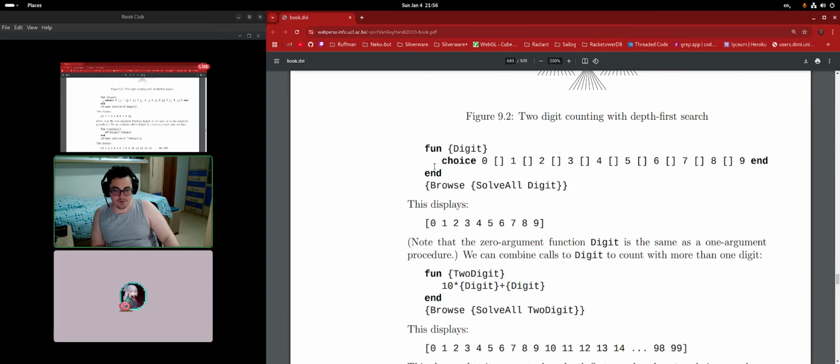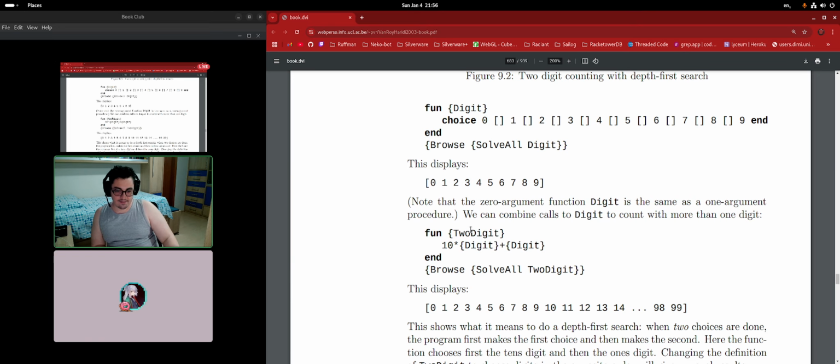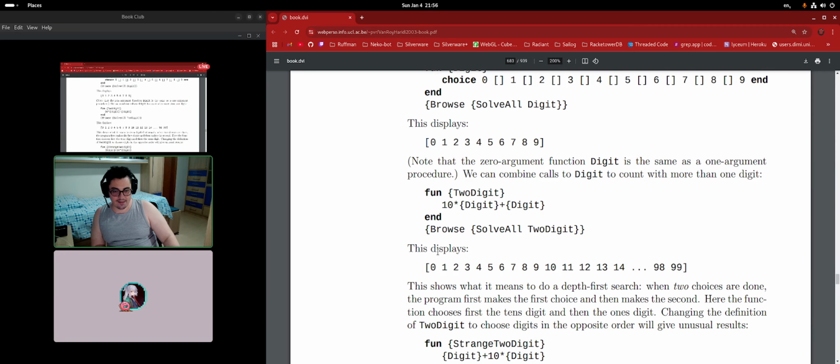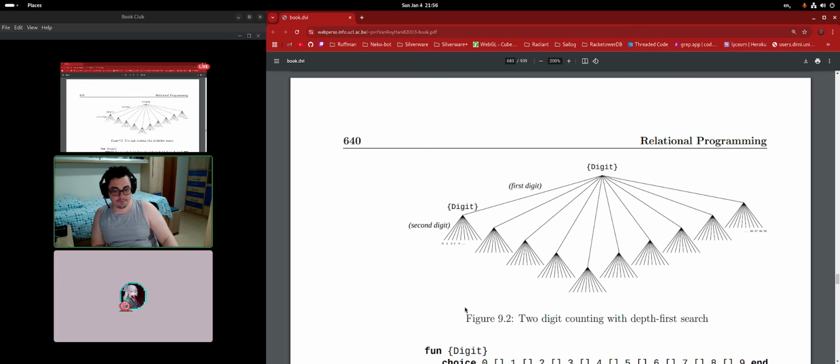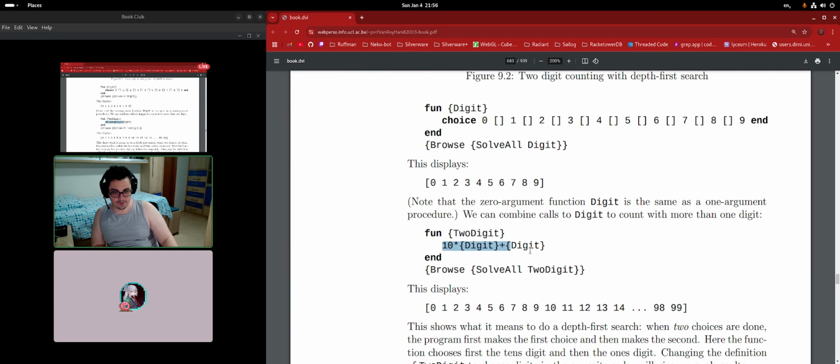So we have the digit function, which essentially is a choice among digits from 0 to 9. And if you just solve them all, you're going to get a list of 0 to 9. If you have a two-digit function that is using the digit function twice, that has these choices, and you apply solve all to that, you're going to see this outcome. And you may ask yourself, how is this possible? Well, preferably in your head, but if you feel that's hard, use a piece of paper, you need to draw the tree for this particular expression. And then you're going to understand.